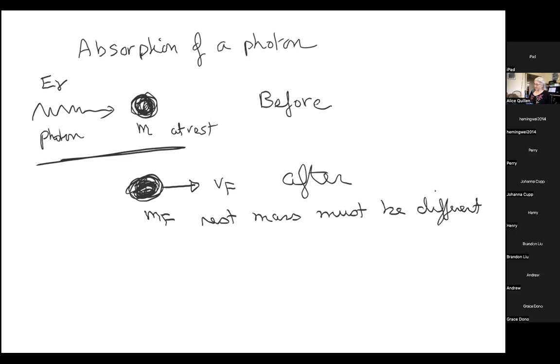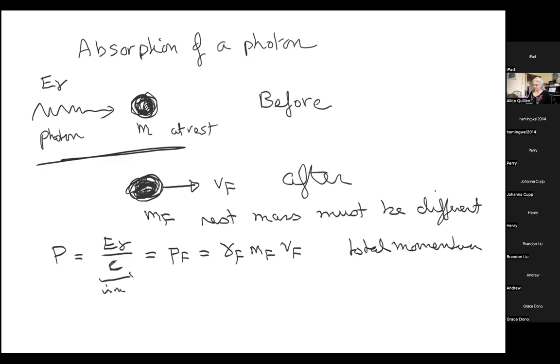So let's figure out what it would have to be. The total momentum is the momentum of the photon, the energy of the photon divided by C, because the momentum of our particle at rest is zero. And this has to equal the total final momentum. And the total final momentum has to equal gamma final M final V final, not C squared. So this is the total momentum, this is the initial, and this is the final. So this has to hold.